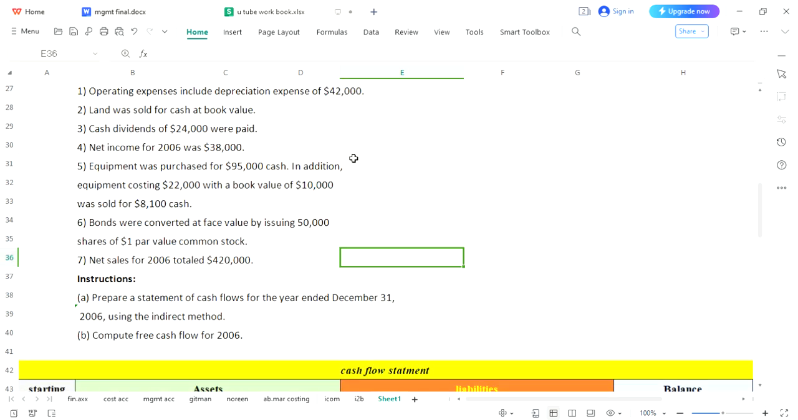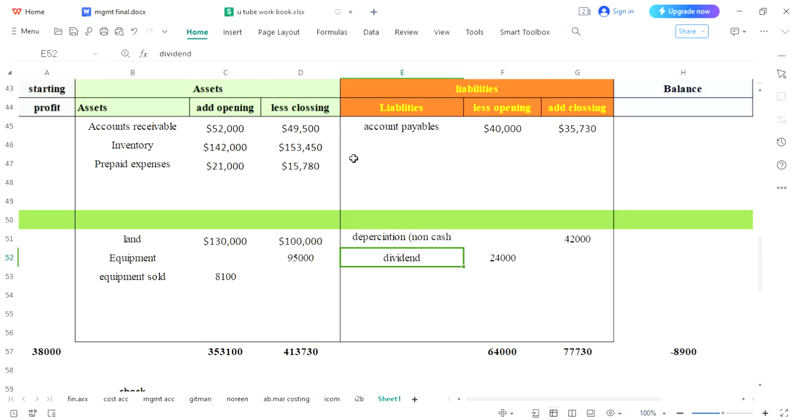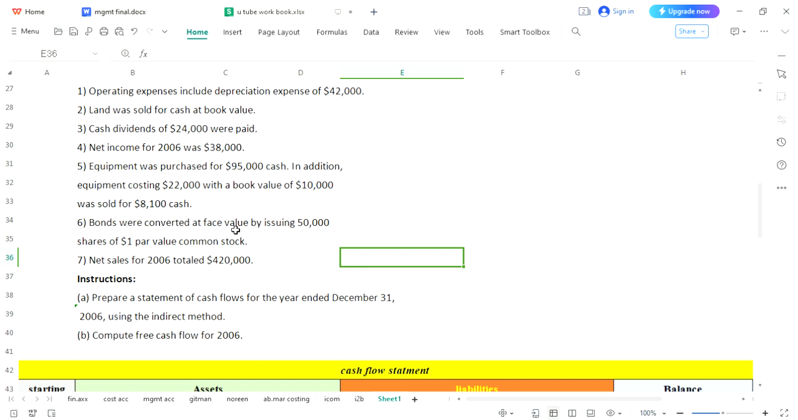In a similar manner, please note it down. You are facing a loss of 1,900 over here. Value of asset was 10,000. You have sold it for 8,100.